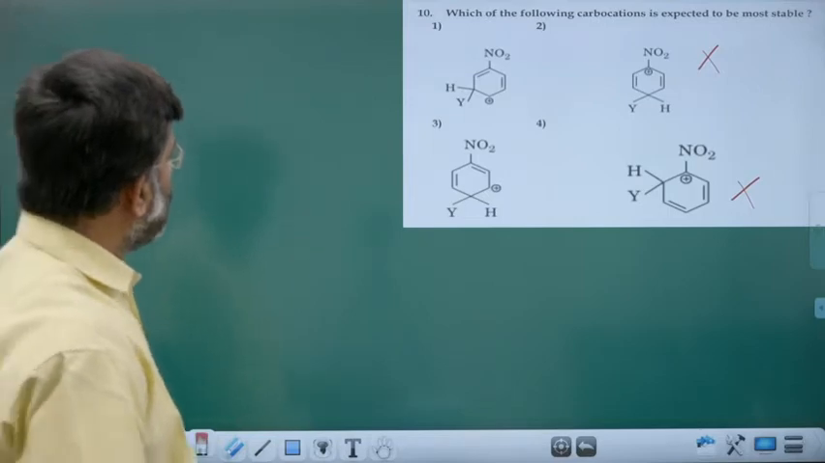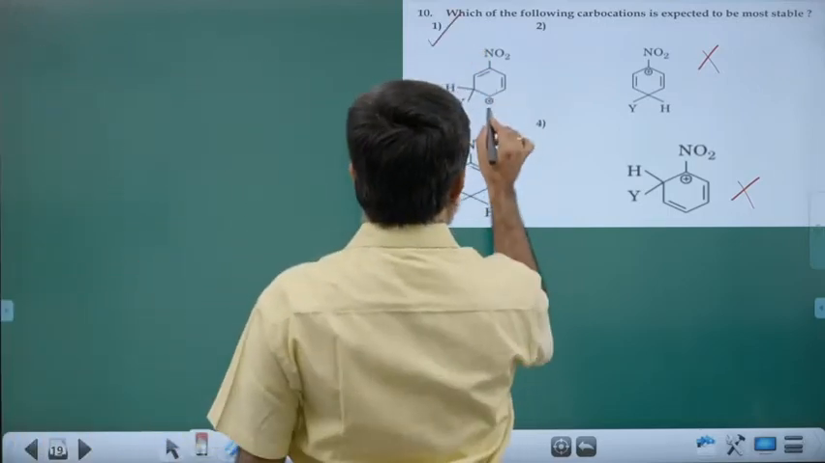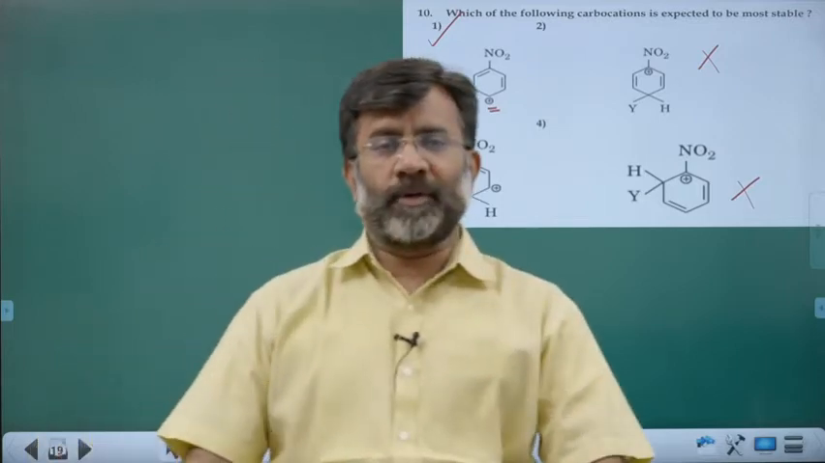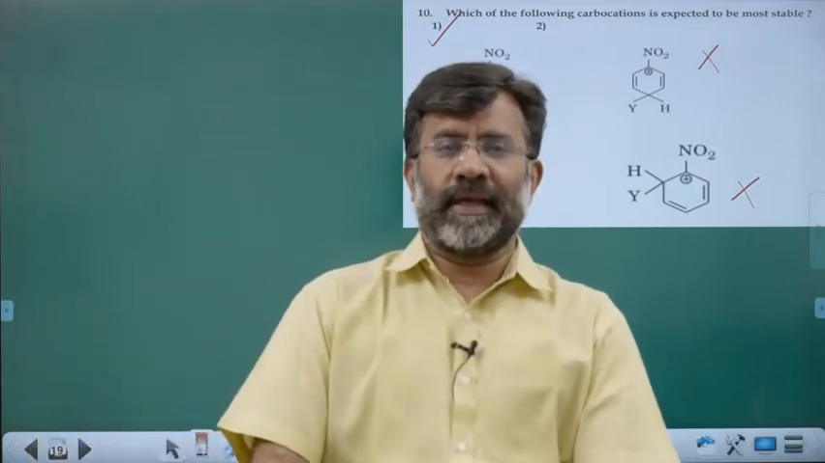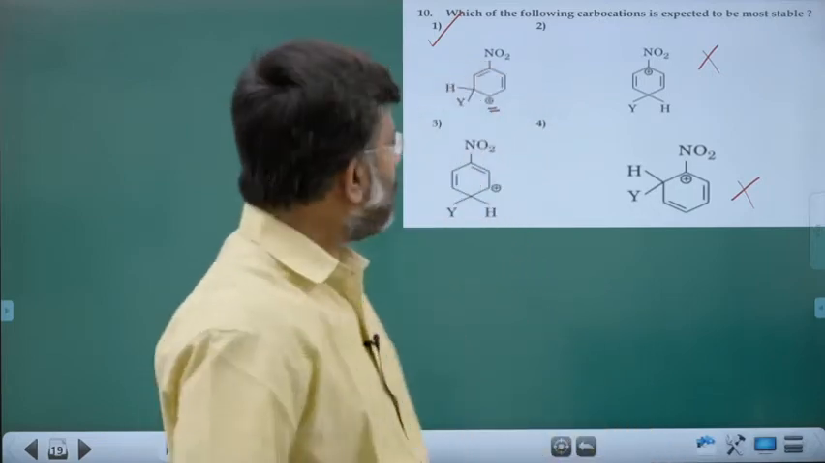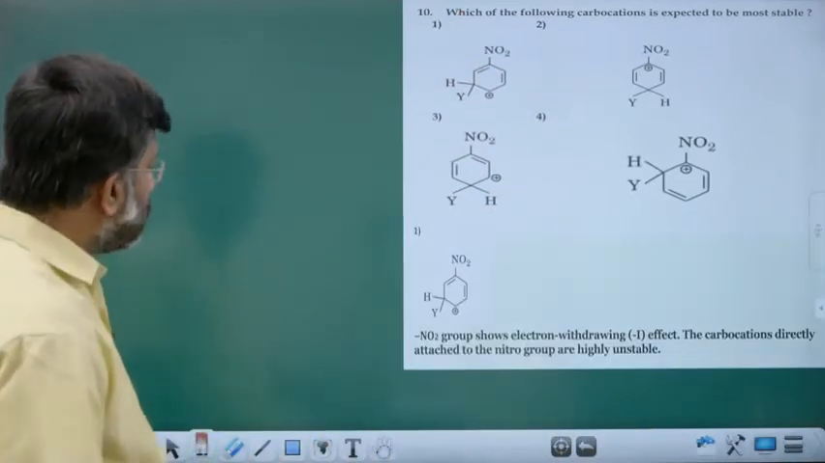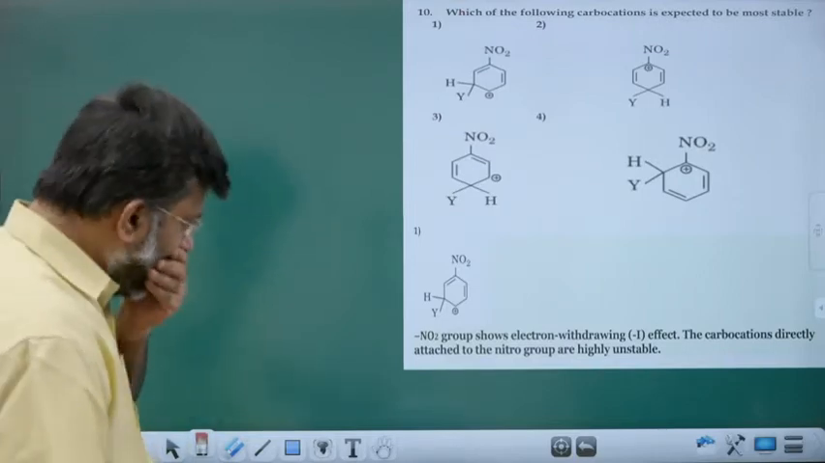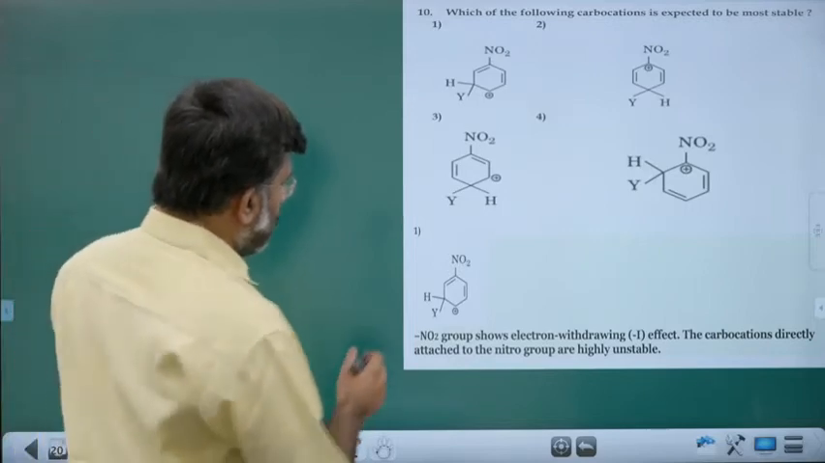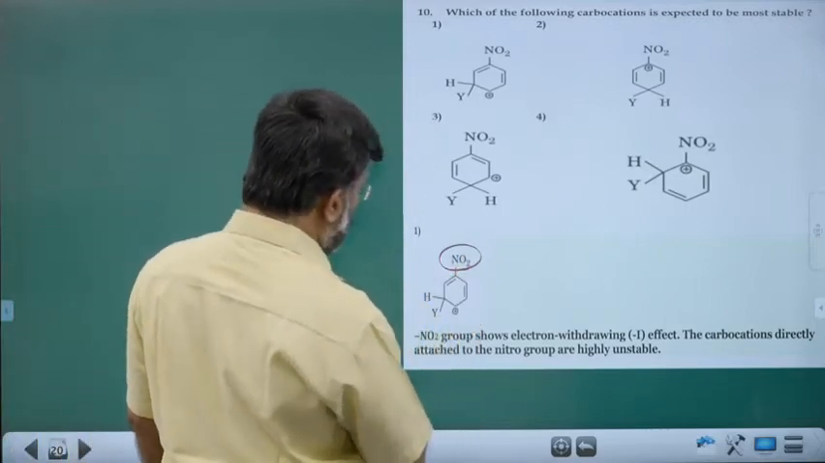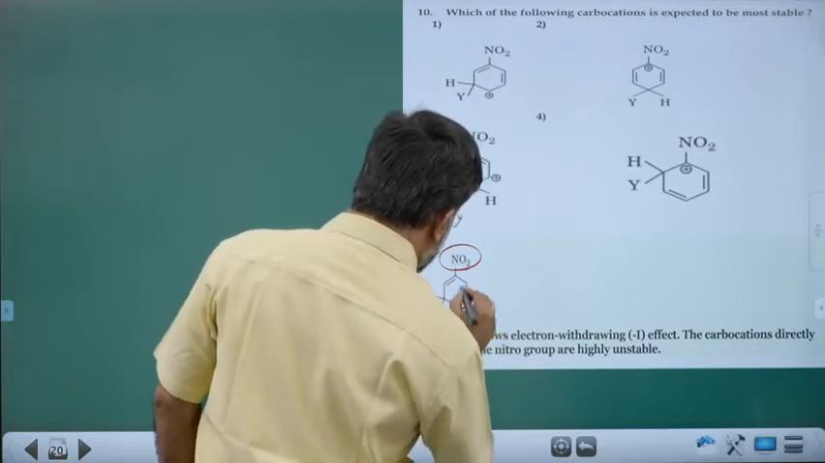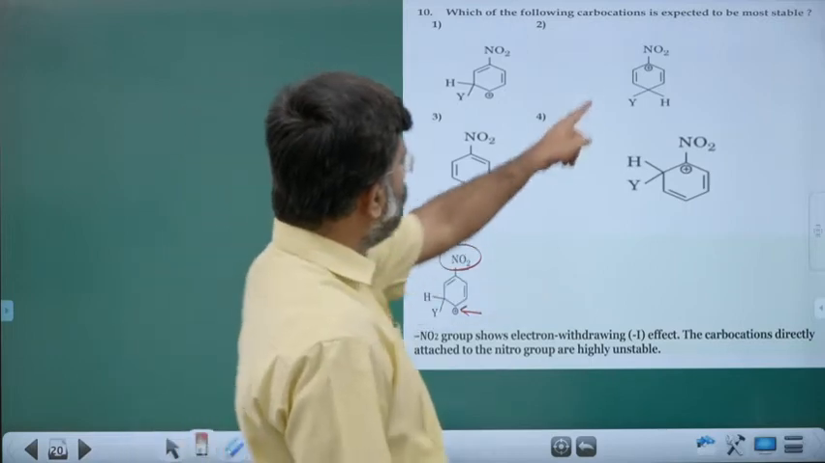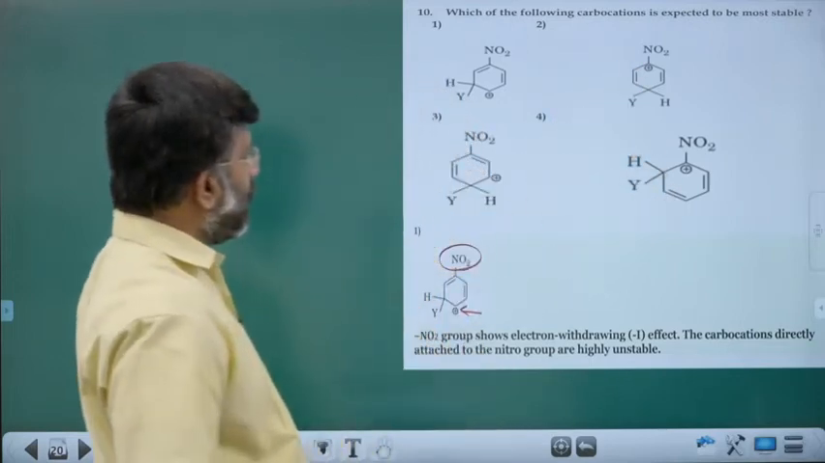What about 1 and 3? 1 is the answer because the positive center comes far away. The positive center comes far away. That's why. Here you have the highly electron withdrawing nitro group and the positive center is at a far position. So these two will be definitely unstable.